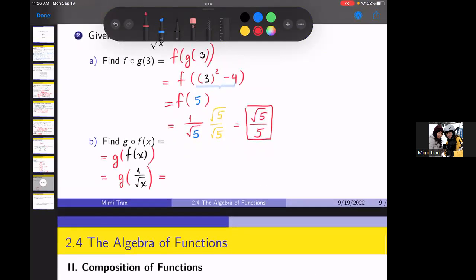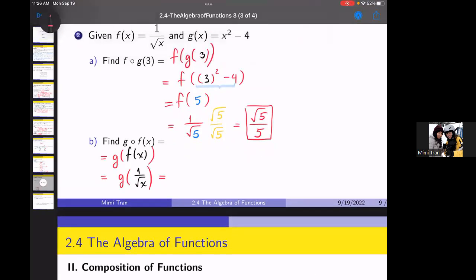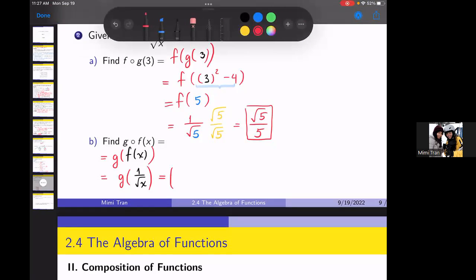And now you plug it in. I call it blob. So usually we have little x here, right? But now no longer, I mean the whole blob function. So if you eyeball g, it's blob squared minus 4. So I'll replace the x with the blob. Right? So instead of x squared, it's going to be blob squared. The blob is 1 over square root of x. What is the square of 1 over square root of x?